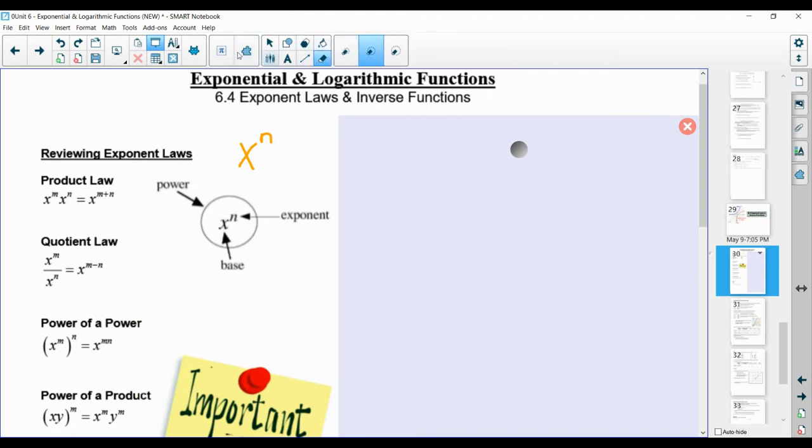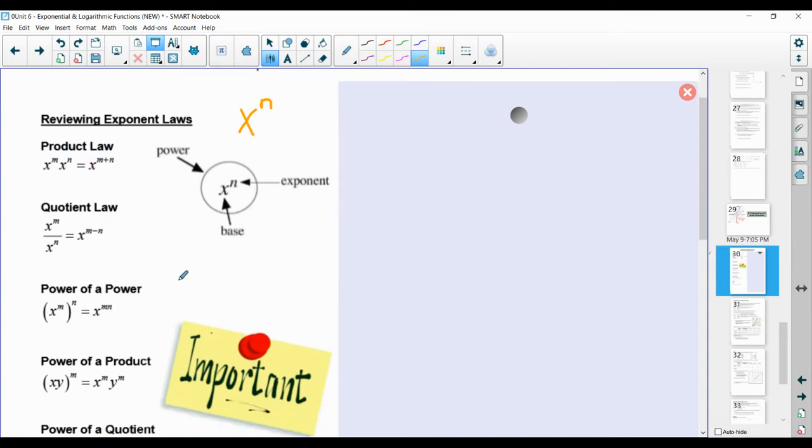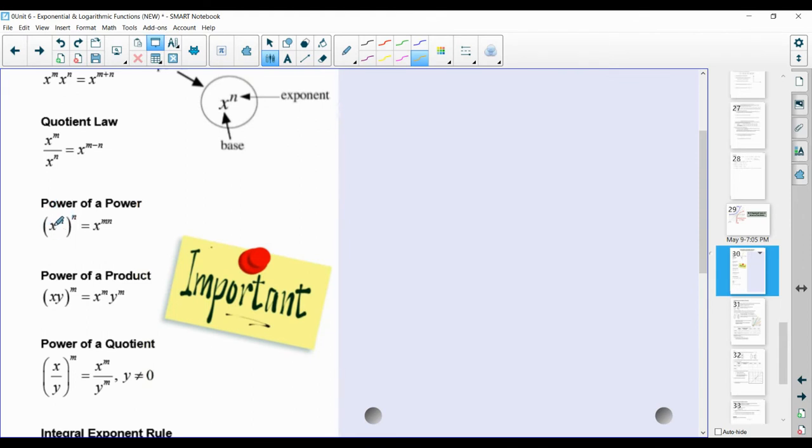The first rule there was the product law: x to the m times x to the n is x to the m plus n. When we're multiplying powers with the same base, we add our exponents. The quotient law: x to the m divided by x to the n is x to the m minus n. When we are dividing powers with the same base, we subtract our exponents. If we're raising a power to a power, x to the m to the n, we multiply our exponents.